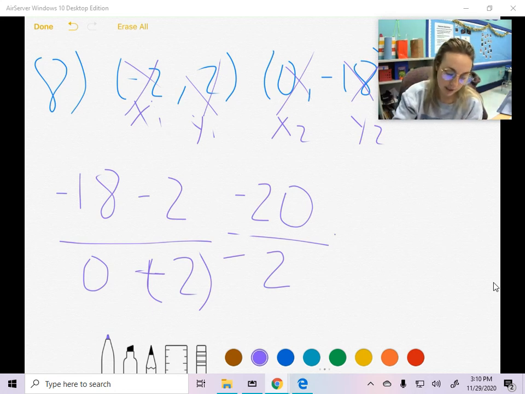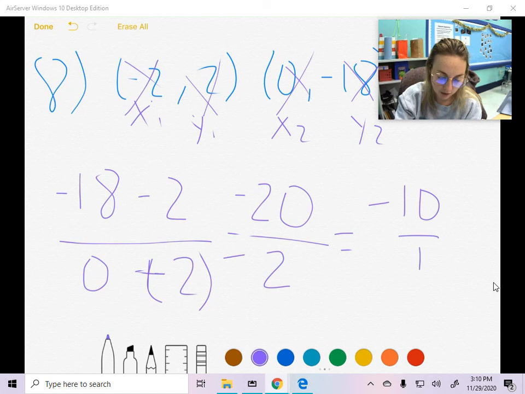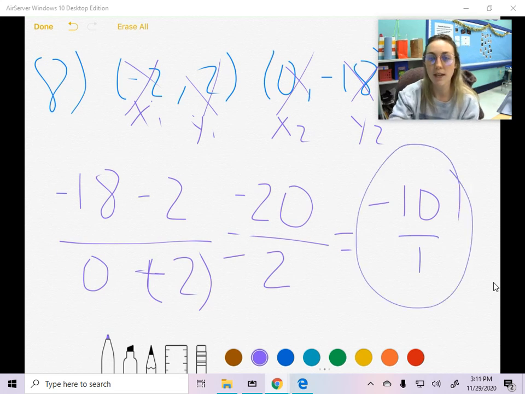So then there you go, same thing. -20 divided by 2 is going to be the same as -10/1. So our slope is going to be -10/1, or just -10. It's up to you.